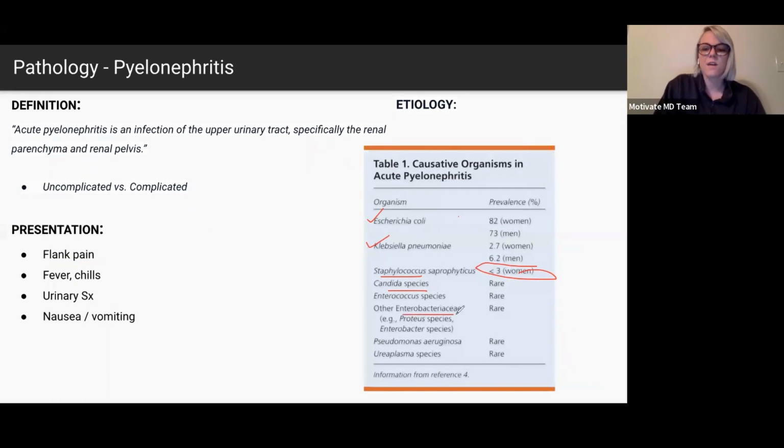But here's the Enterobacteriaceae, the Proteus, Enterobacter. Rarely we see these two, the Ureaplasma and or the Pseudomonas. But the ones that we see overwhelmingly are E. coli and Klebsiella. Similarly, E. coli is the most common cause of emphysematous pyelonephritis as well. Those are anaerobic bacteria which produce air, therefore you see the air on the scan as well, and they get pretty sick. All right.